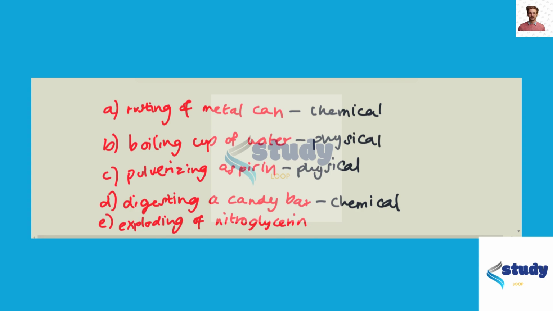But what happens when nitroglycerin actually explodes? It is obviously going to be a chemical change because it's an irreversible process. Once that nitroglycerin explodes, you cannot get it back. The individual molecules have broken apart and they form different molecules. New substances will be formed. You might even see color changes. So in this case, we will say that exploding of nitroglycerin would be a chemical process.